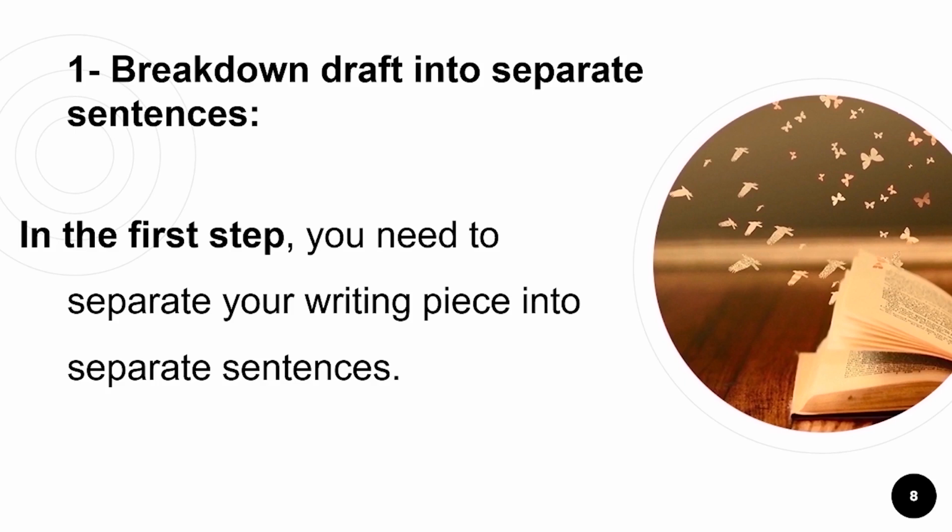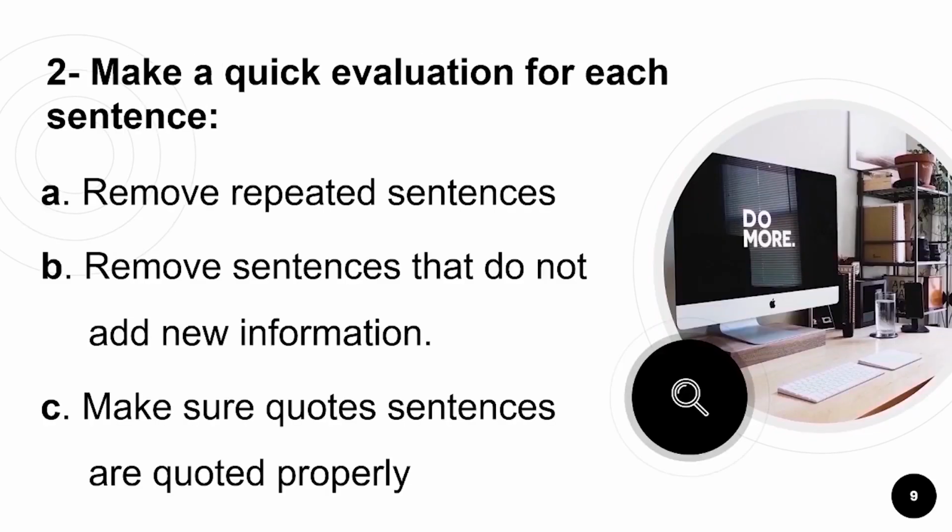If you are trying to edit a book, try to edit chapter by chapter. Now, make a quick evaluation of each sentence. This includes removing repeated sentences, and removing sentences that do not add any new information. Make sure quoted sentences are quoted properly. When a new name is mentioned, add the position and the title. This usually happens when you are writing an article and you're trying to quote someone. You need to mention his or her name and the position or the title.